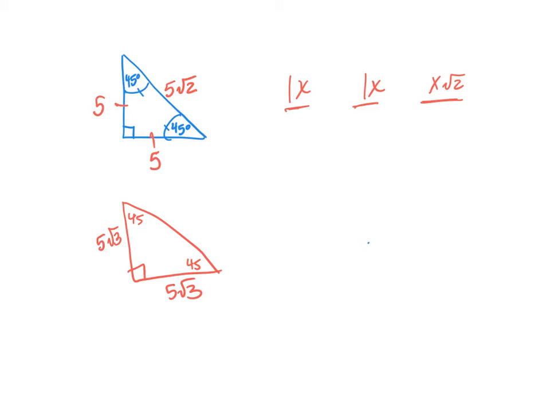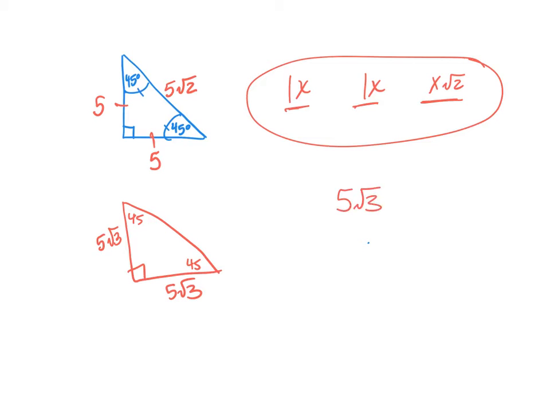Okay, so what do I do to find the last side? I have to multiply that by what? What was I multiplying it by up here? So would it be 5? 5 root 3 times what? Not 2. Root 2. Very good. Which is 5 root 6.